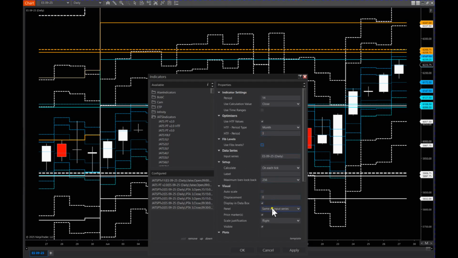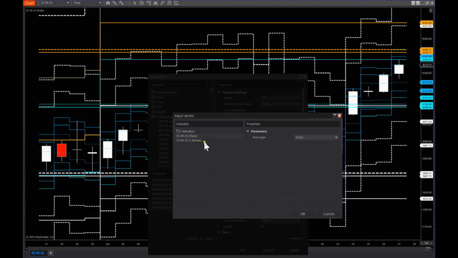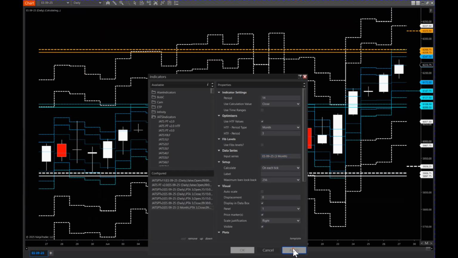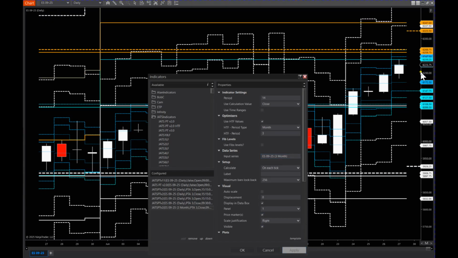And I'm going to put this on panel 1, but input series 3 month. There's the close. See it up here, 63.23. And then let me do one on the open.